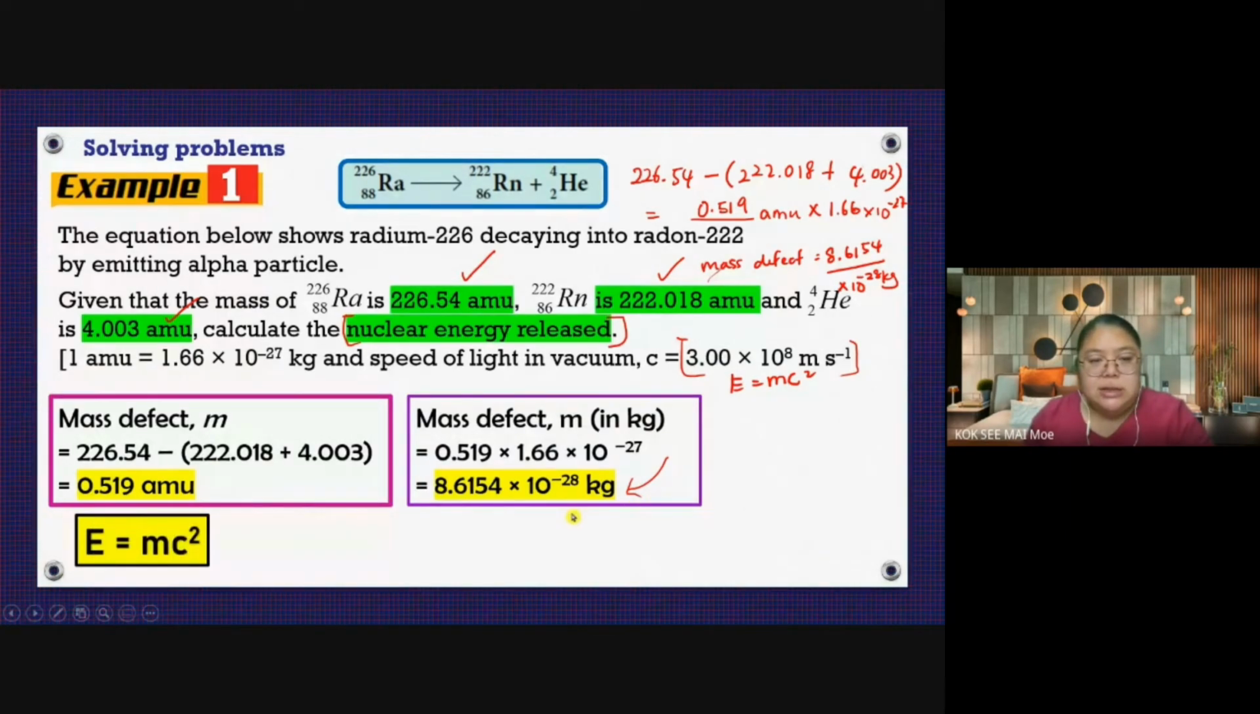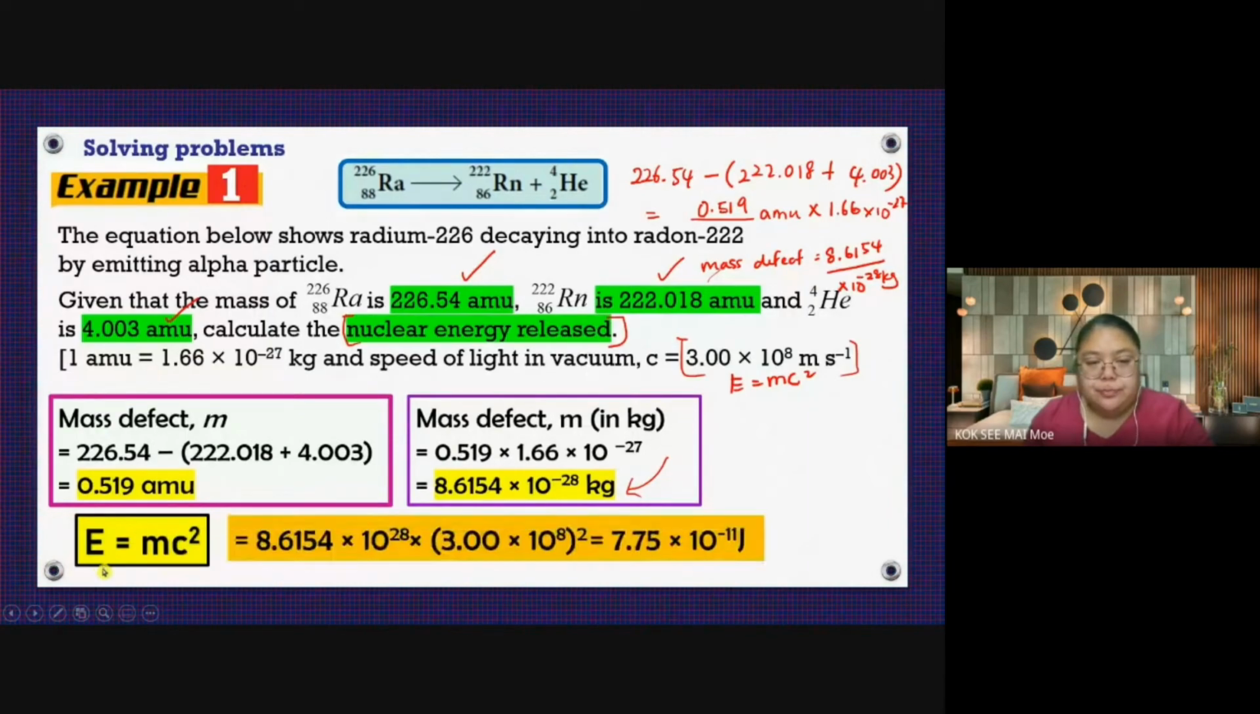Now we're going to see E equals mc squared. Better you press this one first, or you put the bracket, up to you. When you have squared already, then you multiply your mass defect. So this one is the final answer, 7.75 times 10 power negative 11 joule.